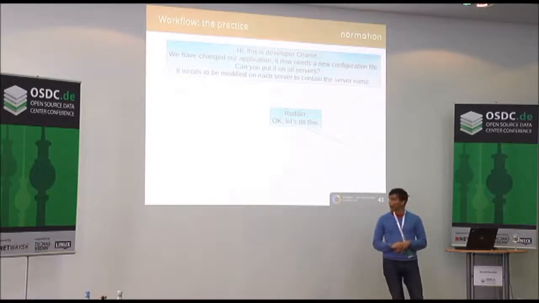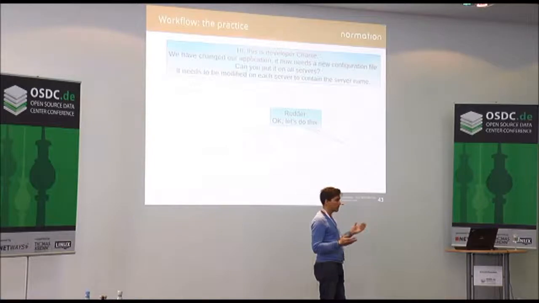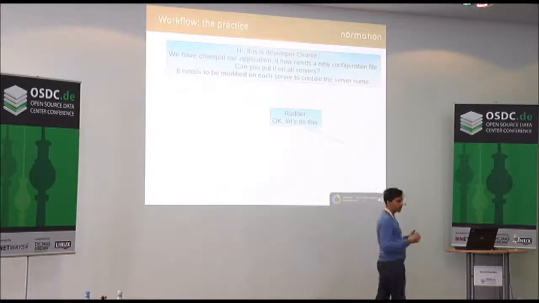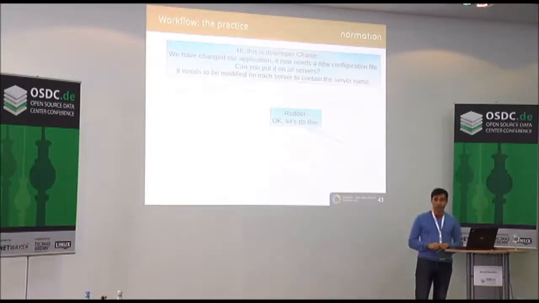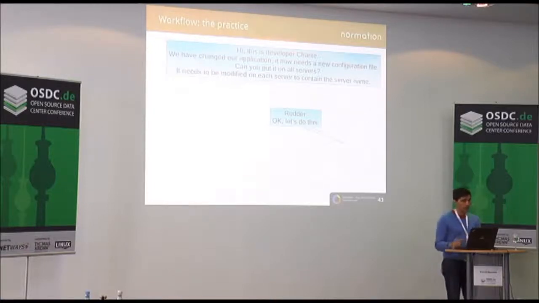So another one. I'm a developer. I don't know how to use any tool, but I want a new configuration file for our application, and I want to put it on all our servers. This configuration file will have some content that will be different from one server to another. So how do you do that?